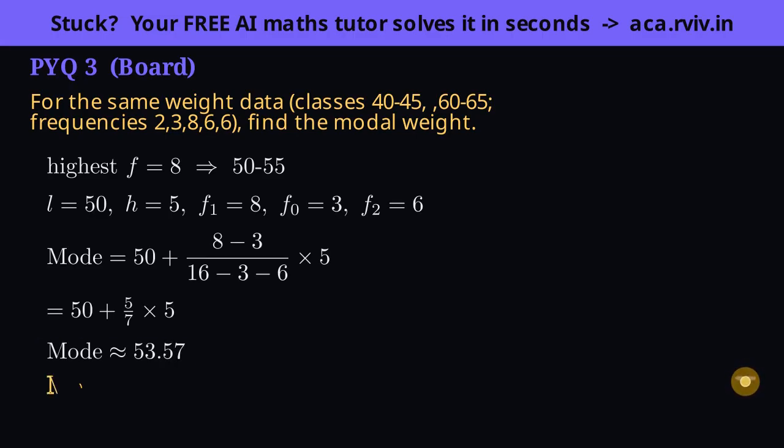So here's a satisfying cross-check. Median and mode both land inside the 50 to 55 class, confirming that's exactly where the students bunch up. When two independent measures point to the same class, you can be confident you've read the data right.